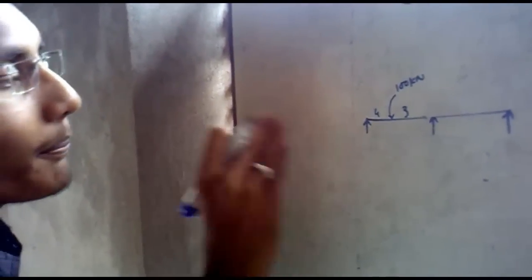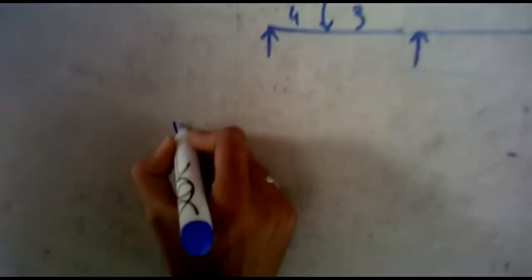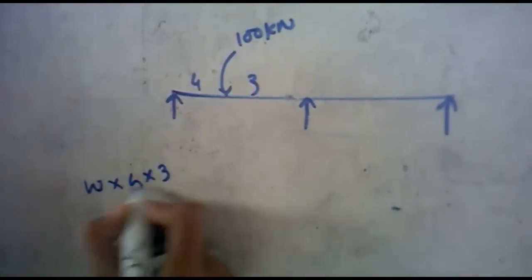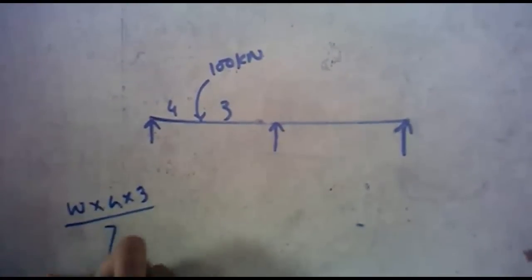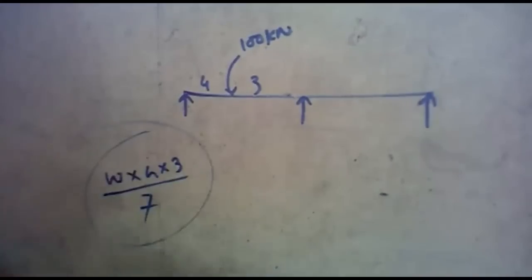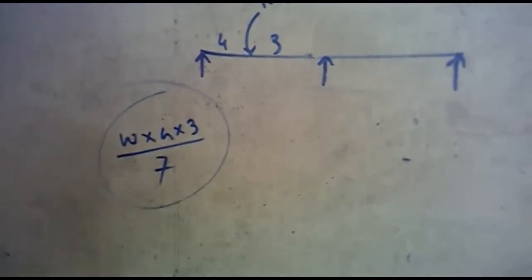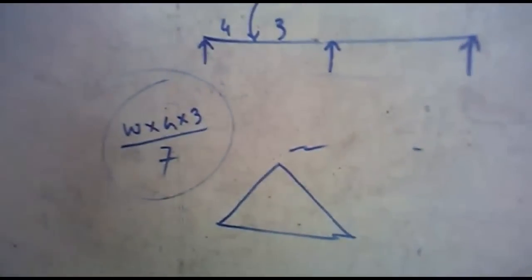So what exactly is the simple bending moment diagram of this span? This span's simple bending moment diagram is calculated by this formula: W, that means 100 kilonewton, multiplied by 4, multiplied by 3, divided by 4 plus 3. What is 7? So this is the formula for calculating the total value of this simple bending moment diagram. The diagram of this simple bending moment is like that. Okay, at that value it is given, which is calculated by this formula.